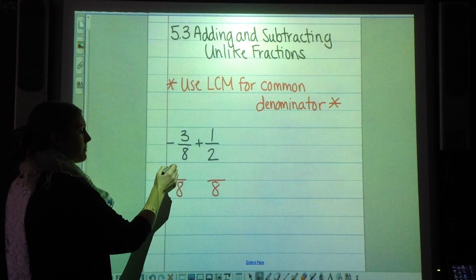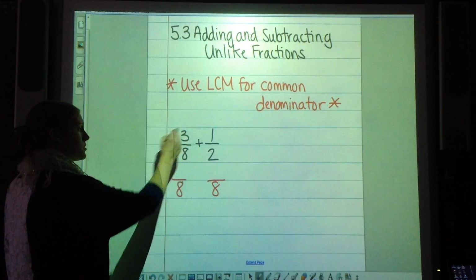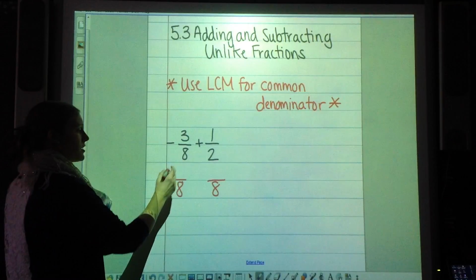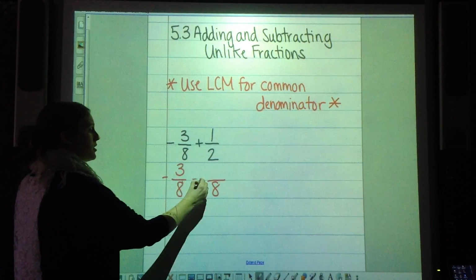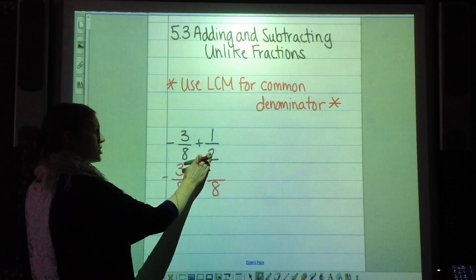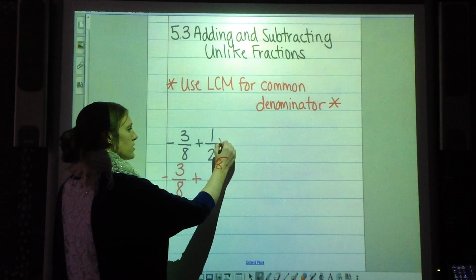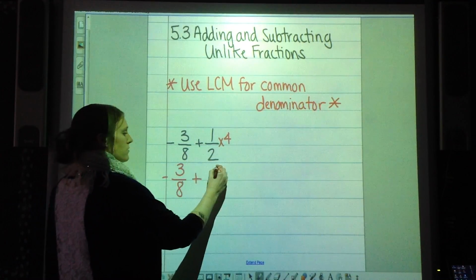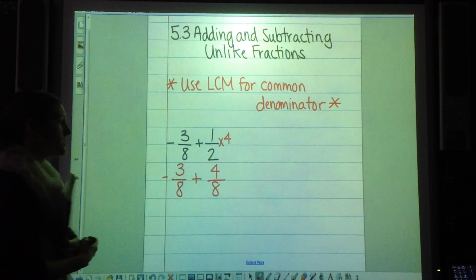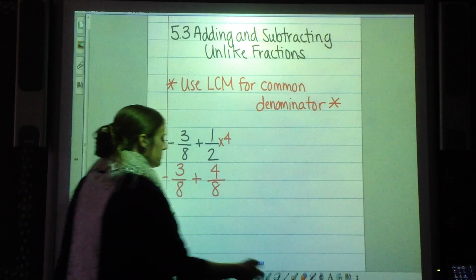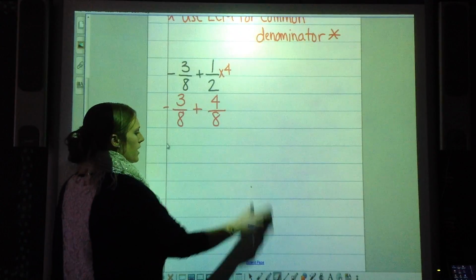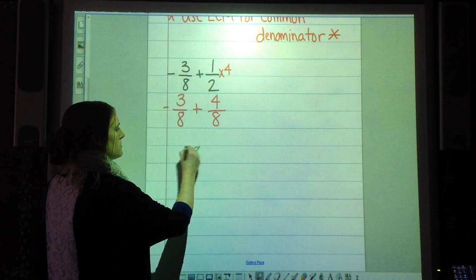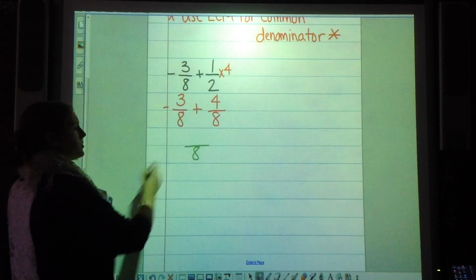If I change the denominator, I have to change the numerator. In our first fraction, I don't have to change anything because the bottom didn't change. But in the second fraction, I changed the denominator from a 2 to an 8, so I have to multiply the numerator by 4 as well. We said that this was actually a subtraction problem. So here I have the same denominator. Negative 3 plus 4 is 1.